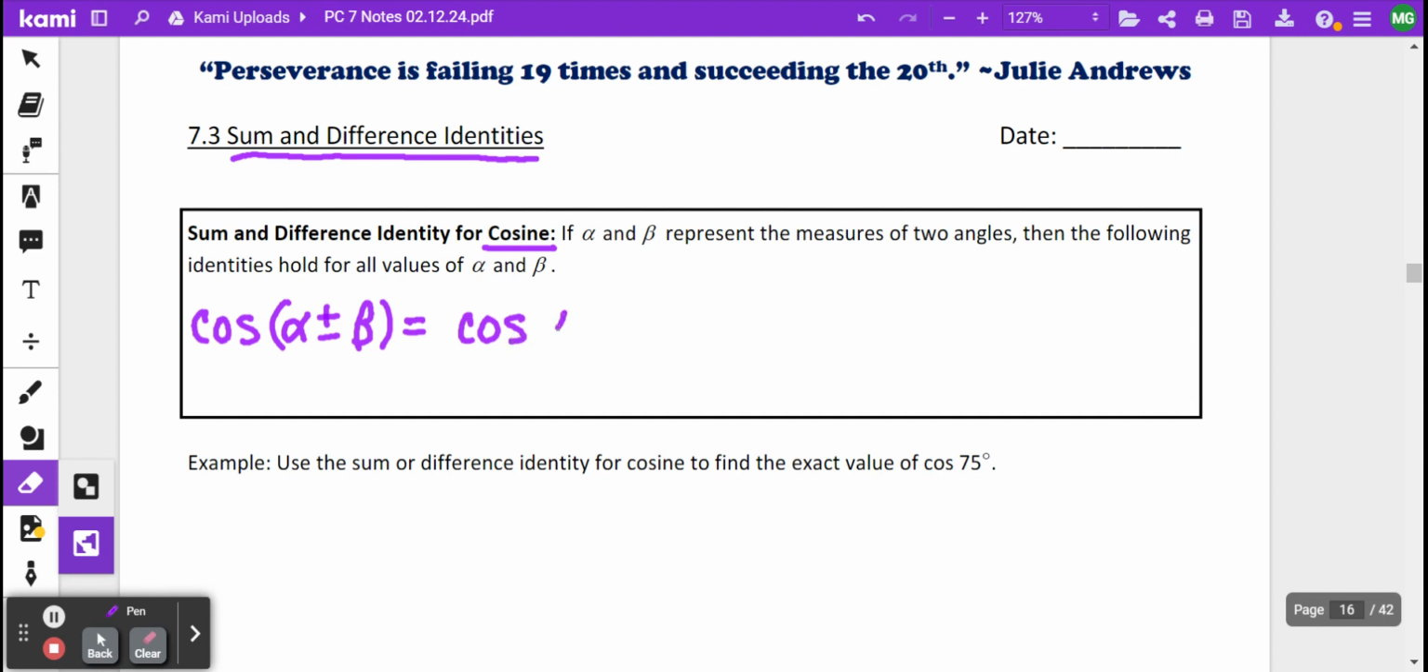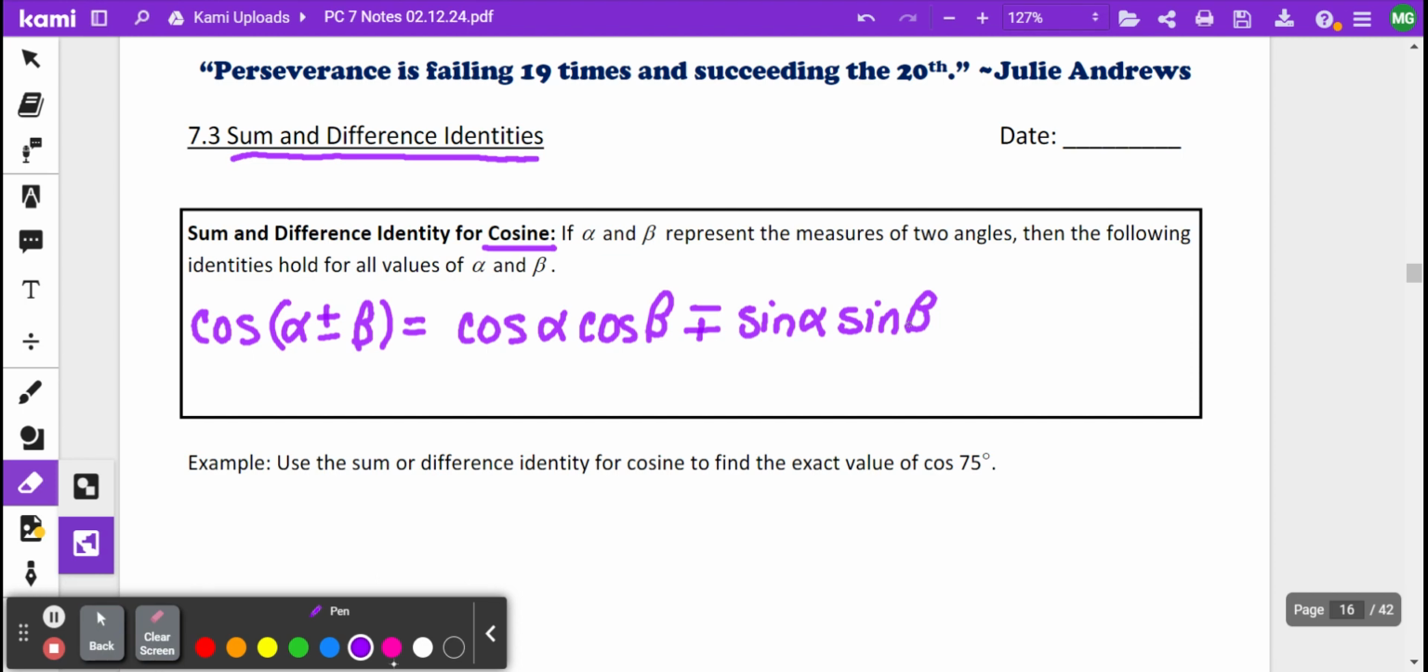It looks like this. The cosine of the first angle times the cosine of the second angle, minus or plus, and I'll talk about that in a second, the sine of the first angle times the sine of the second angle. Now, it's very important that you realize whatever sign you have here is going to be the opposite of what you use in your formula. Okay, so that's going to be super, super important. And you're going to see what I mean in a moment.